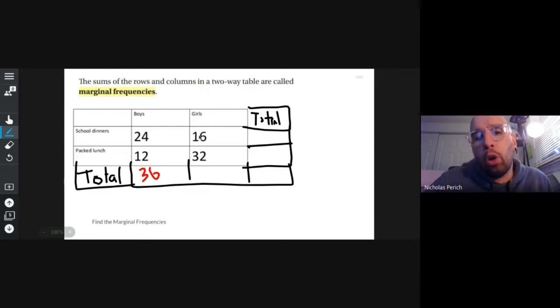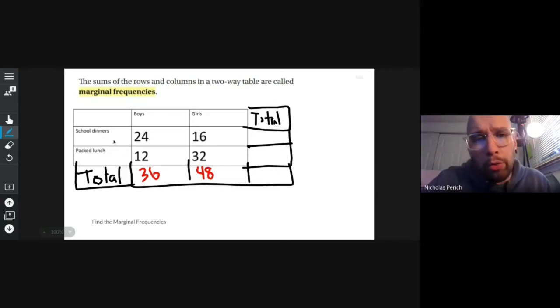The total amount of girls are going to be 16 plus 32, which is 48. 16 of those girls had school dinners. 32 of those girls had a packed lunch. All of the girls combined are 48.